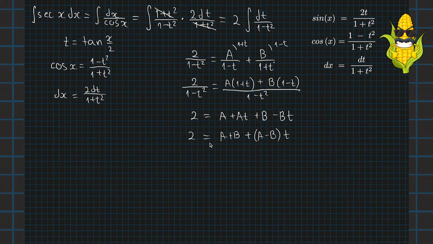Now, here we understand that the 2 must be the same as a plus b, because that's just a constant, and then the coefficient of t must be 0, because there's no t on the left side. So we have a plus b is equal to 2, but a minus b is equal to 0. From this, we get that a plus b is equal to 2. This we're not going to change, but a is equal to b.